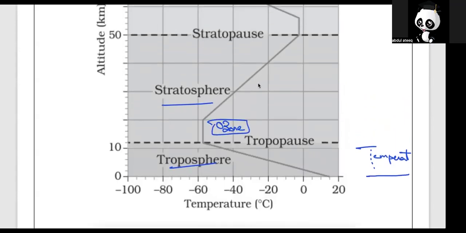This ozone layer absorbs the UV radiations that are coming from the sun. Again, these are the short waves, which are getting trapped by the ozone layer that is present in the stratosphere. And as a result, the temperature rises in this region. You can see here, temperatures start to rise.